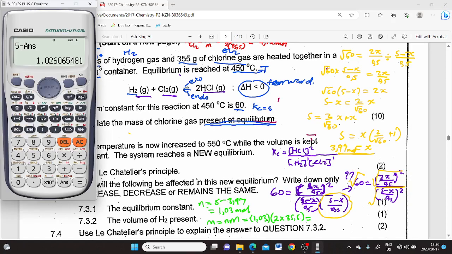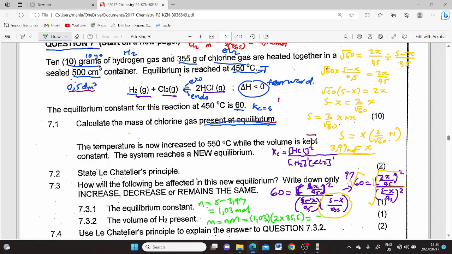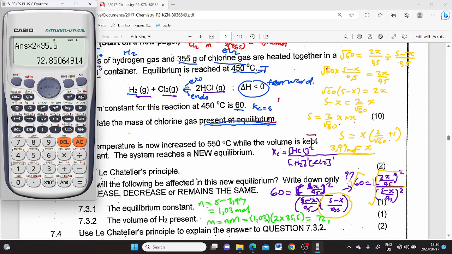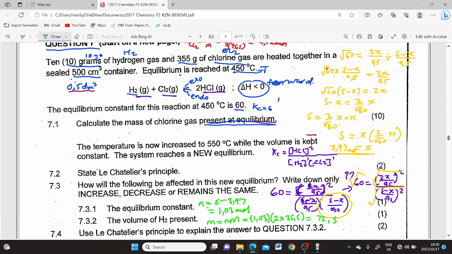So the calculator. So this answer multiplied by 2 by 35,5. So here we have our answer is 72,85 grams. Now that would be the final answer that they were looking for. Right, that was a long question.